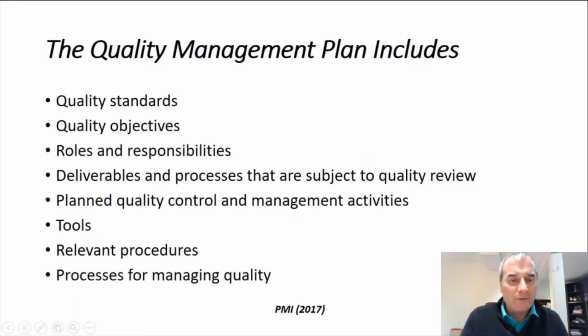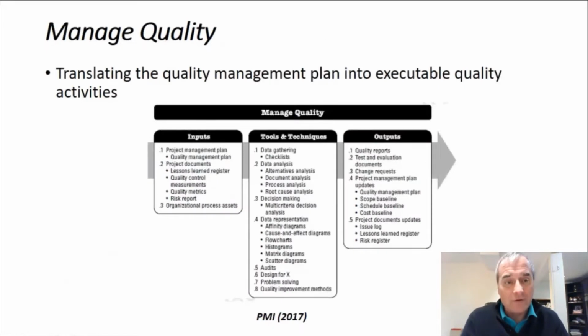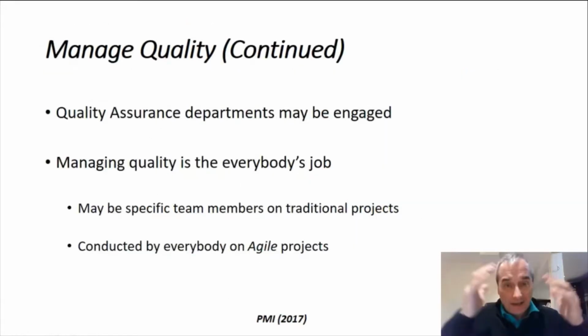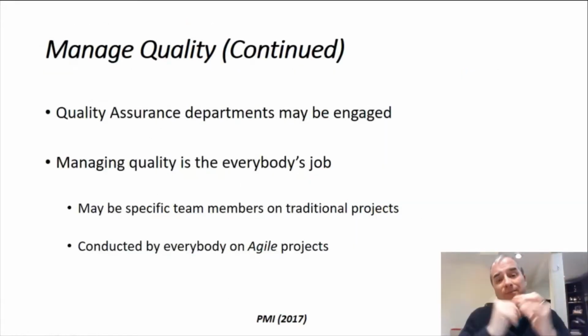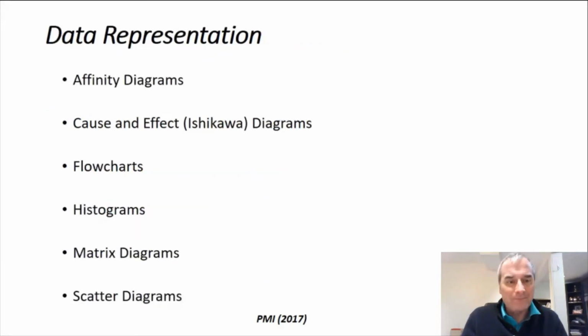So the quality management plan includes quality standards, the quality objectives that we're following, the roles and responsibilities of people responsible for quality, and deliverables and processes that are subject to quality review. What are we going to test? It also plans quality control and management activities, tools, relevant procedures, and the processes we're going to follow to make sure we achieve quality. Managing quality is everybody's job. That's important. Everybody's responsible, and each aspect of the project will have someone who's looking at quality.